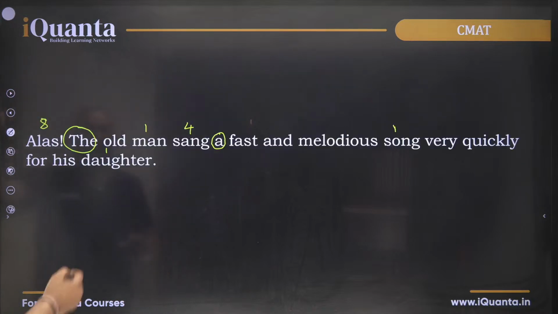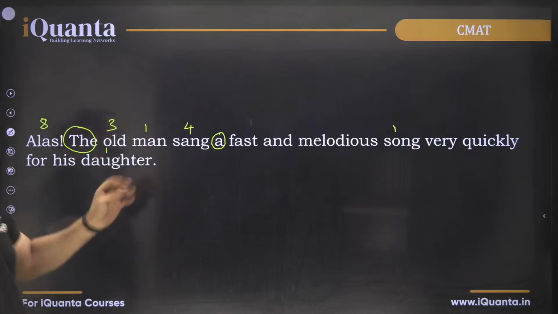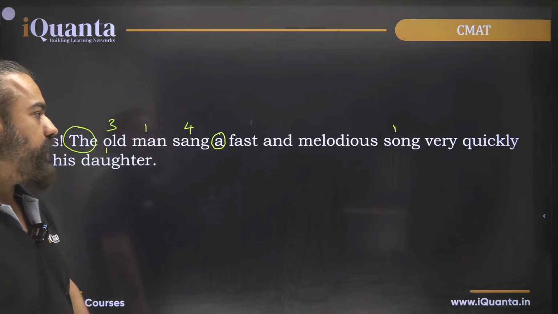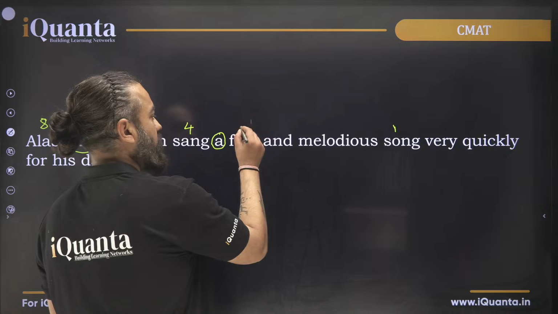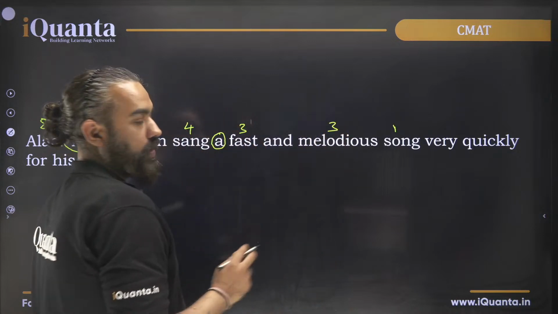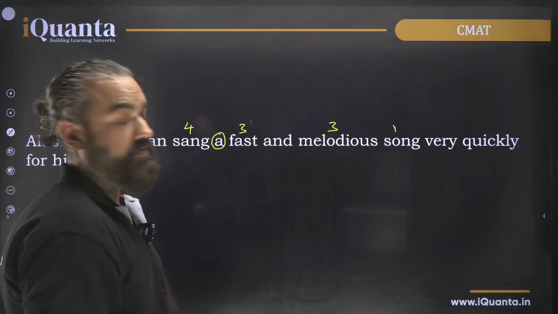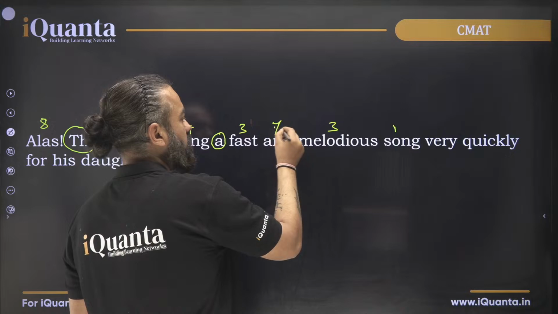Old is an adjective because it tells us something about the man, and the man is a noun. Likewise, how is the song? Fast and melodious. So fast is also an adjective and melodious is also an adjective. What does and do? And joins fast and melodious. So this becomes a conjunction.